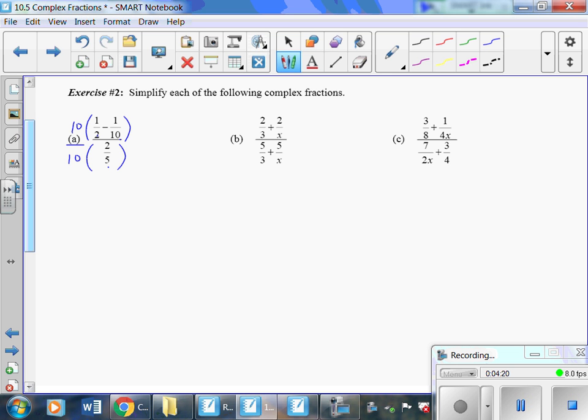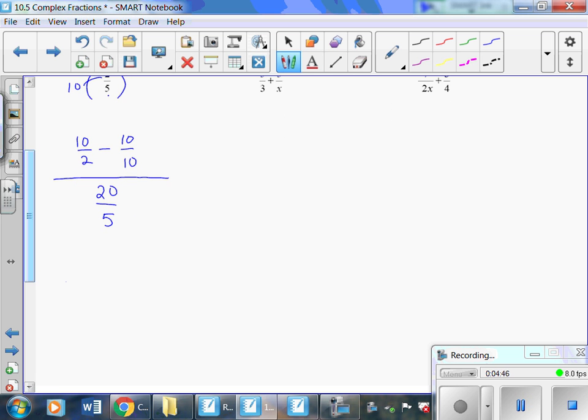Again, it's really only multiplying by 1. So we're going to use our distributive property here and multiply through by the numerator. So we get 10 times 1 is 10 over 2, minus 10 times 1 is 10 over 10. Here is our big fraction bar. And 10 times 2 is 20 over 5. So we're going to do some simplifying again. Here's our big fraction bar. In our numerator, 10 divided by 2 is 5, minus 10 divided by 10 is 1. And 20 divided by 5 is 4.